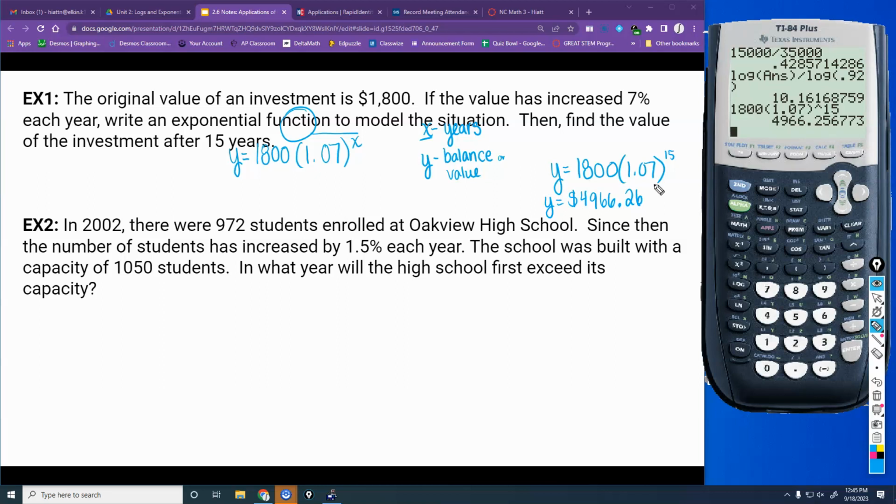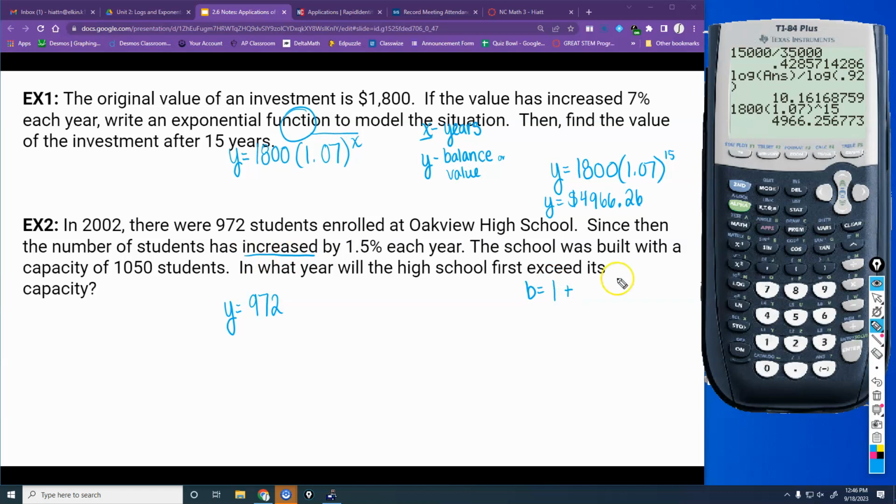So we're going to set this up like we did the other problem. Rylan, what's my starting value for this one? 972. That's the number of students that I have at the beginning. I need to find my B value. Okay. Peyton, are we looking at growth or decay? Growth, because we are increasing. So I need to do 1 plus.